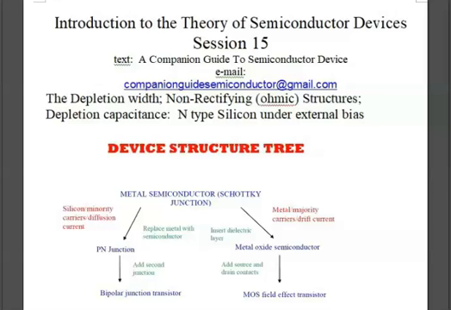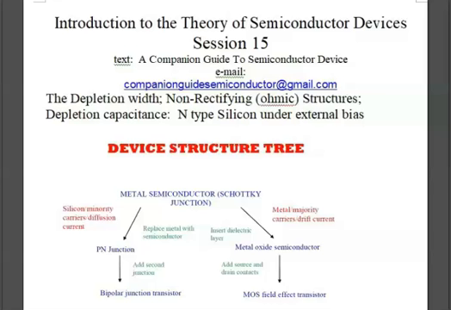In today's session we're going to be reviewing a little bit from Chapter 8, depletion width. We're talking quite a bit about, and we'll just mention again, non-rectifying ohmic structures. Then we'll go on to the last subject in Chapter 8, which is a discussion of the depletion capacitance. And finally, hopefully if we have time, we'll start on Chapter 9, which is the silicon metal semiconductor barrier, Schottky barrier, under external bias.